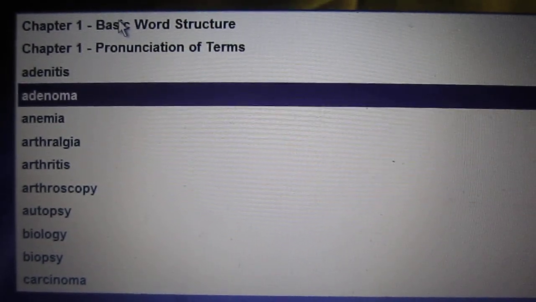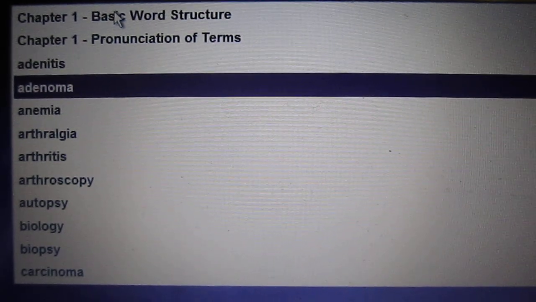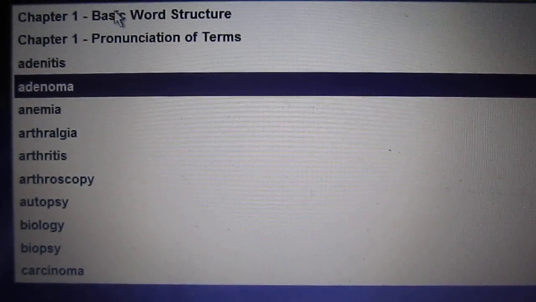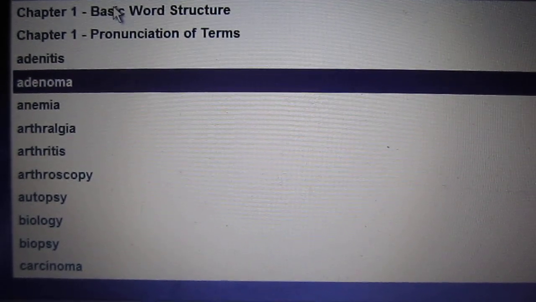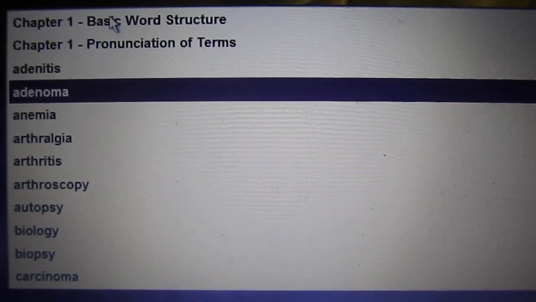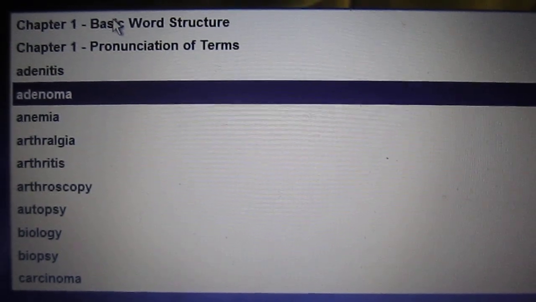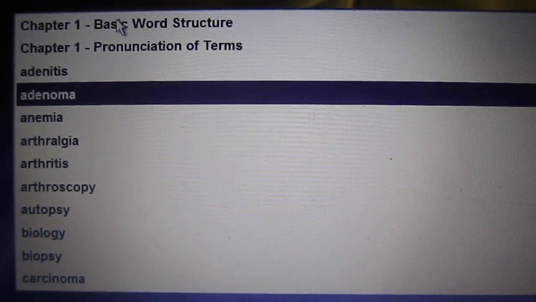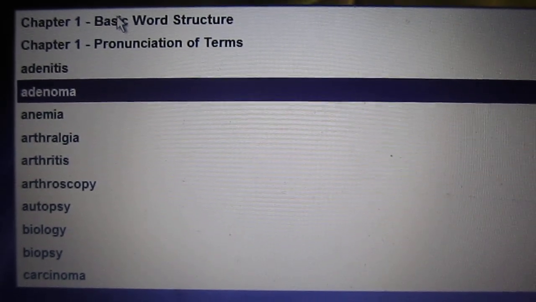Adenoma. The suffix oma, O-M-A, means tumor or mass. An adenoma is a tumor of a gland. Some glands in the body where adenomas may grow are the pituitary gland just below the brain, the thyroid gland in the neck, and the adrenal glands located above each kidney. Adenomas are benign or non-cancerous tumors.